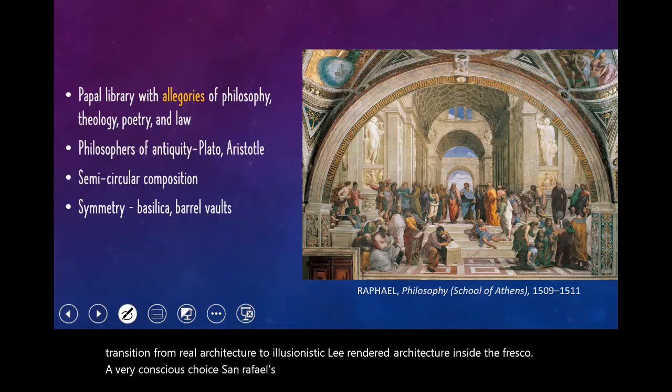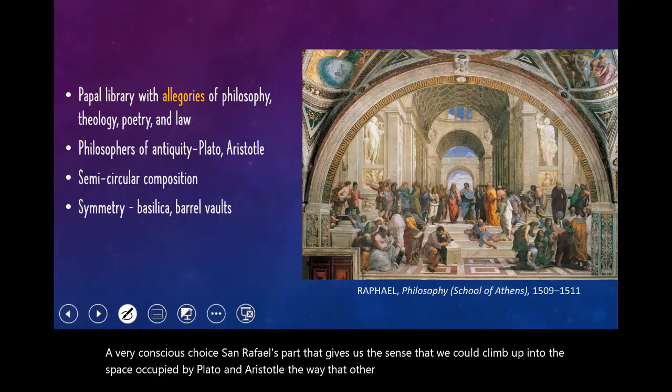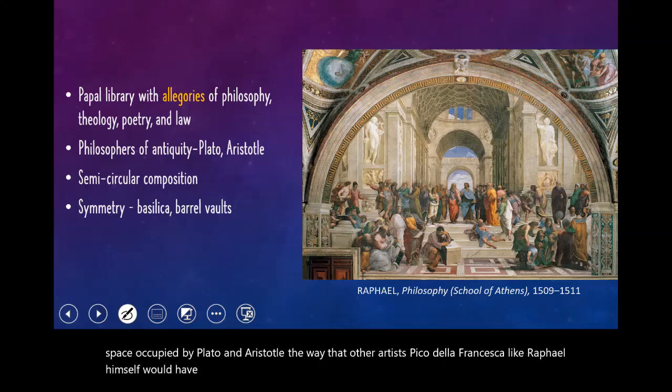And that gives us the sense that we could climb up into the space occupied by Plato and Aristotle, the way that other artists like Piero della Francesca, like Raphael himself, would have given us the illusion that we could climb up into a space occupied by the Virgin Mary, by Christ himself.